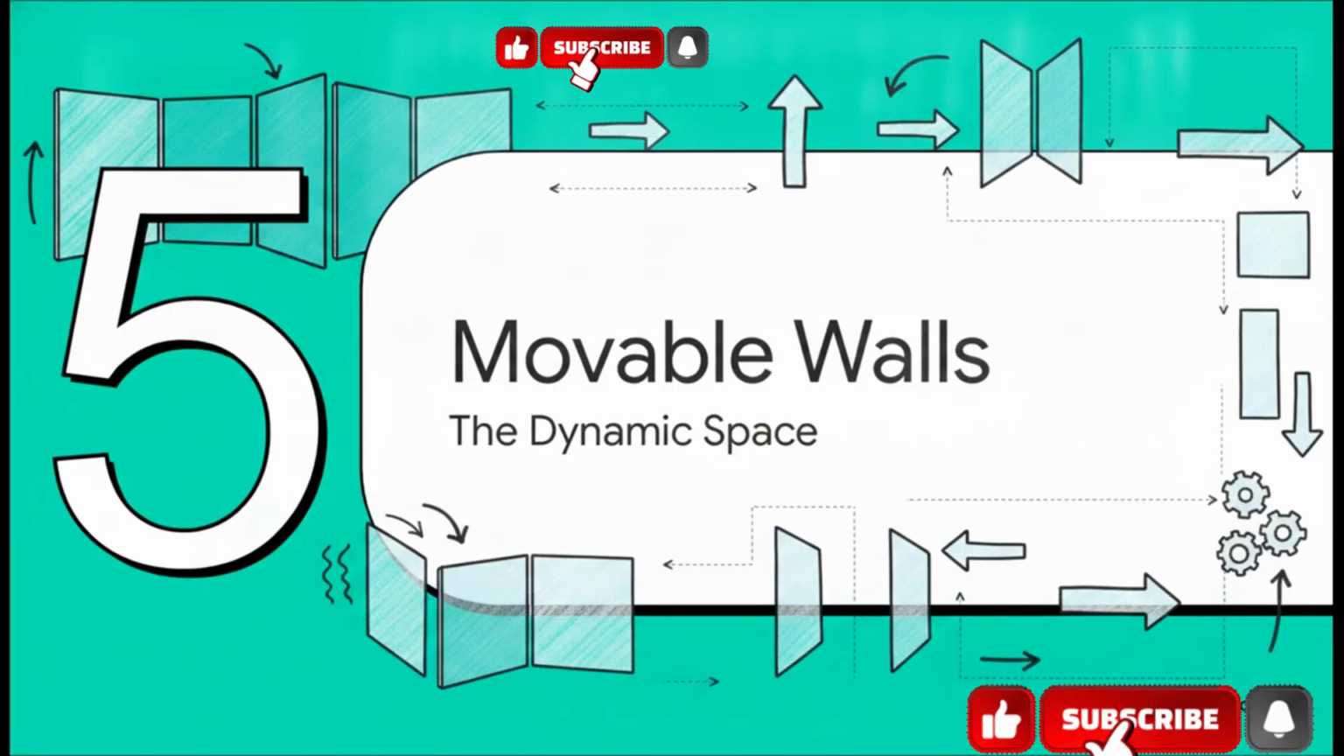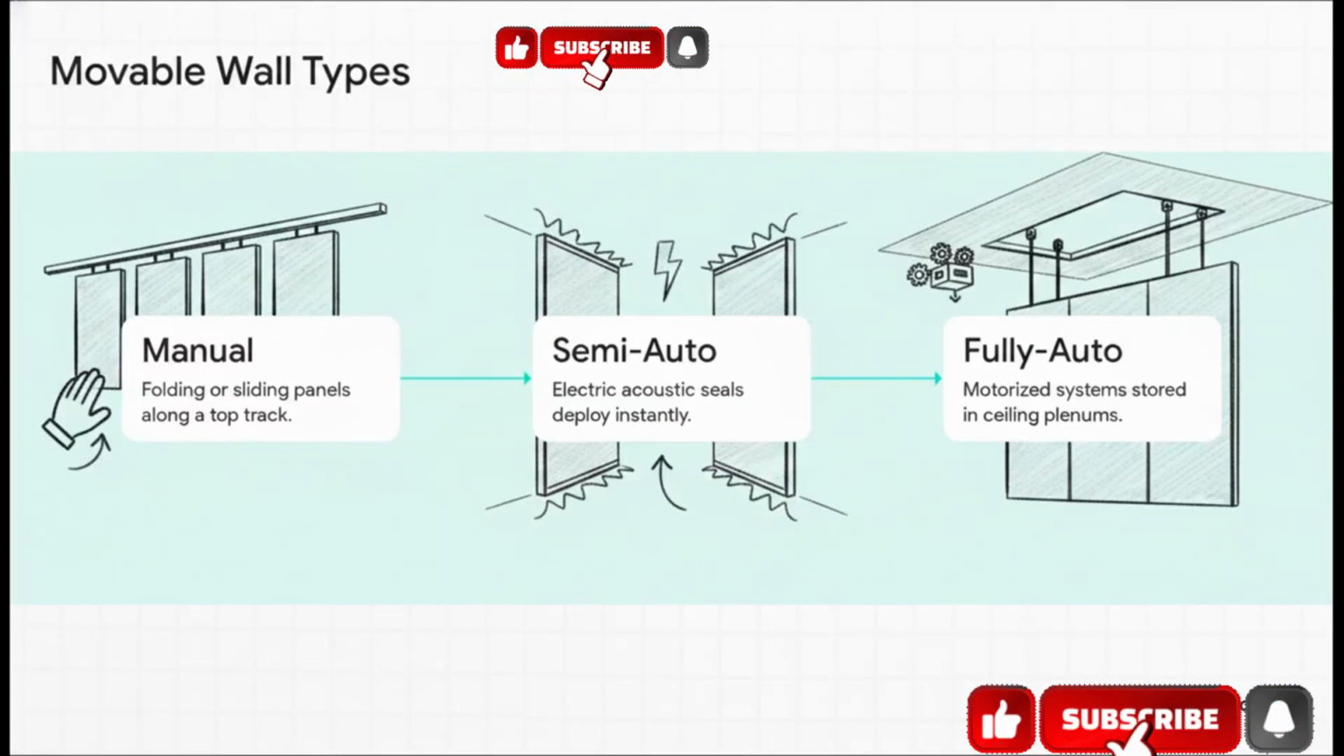Section 5. Movable walls and flexibility. The dynamic space. So, what if your wall doesn't just sit there blocking sound, but actually adapts to your changing needs? We've advanced light years beyond simple hinges. Movable partitions allow a single large room, like a conference hall, to become 3 smaller meeting rooms in minutes. The progression here is amazing.